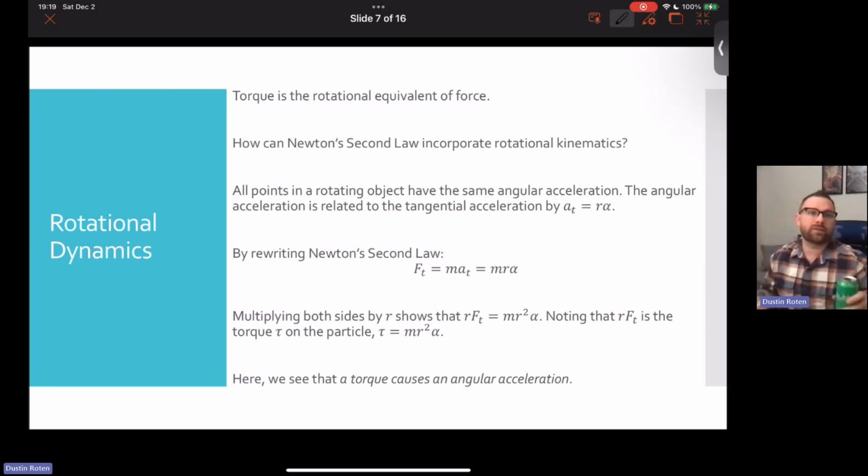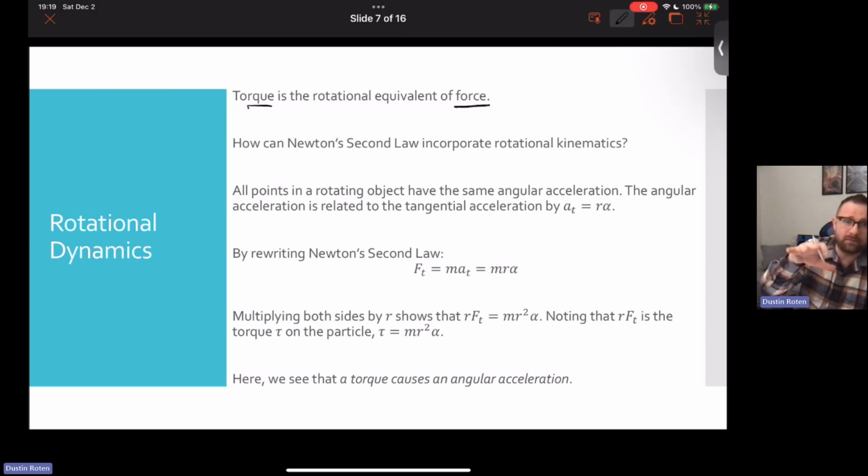Okay, now here's a few more things we need to think about, but do note that torque is the rotational equivalent of force, okay? So you can think torque and force. Same thing, one's in a circle, one's linear. So how could we actually use Newton's second law to incorporate rotational kinematics and rotational dynamics? So let's see if we can take Newton's second law and sort of tweak it for a rotational situation.